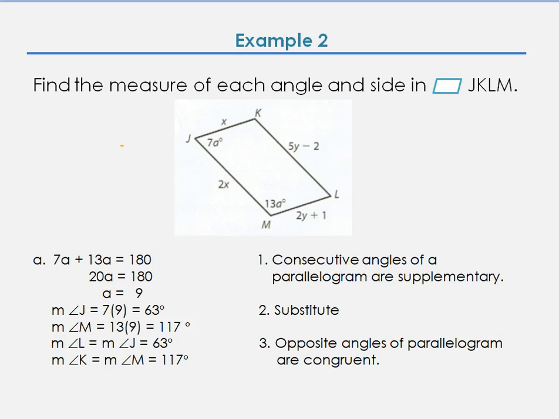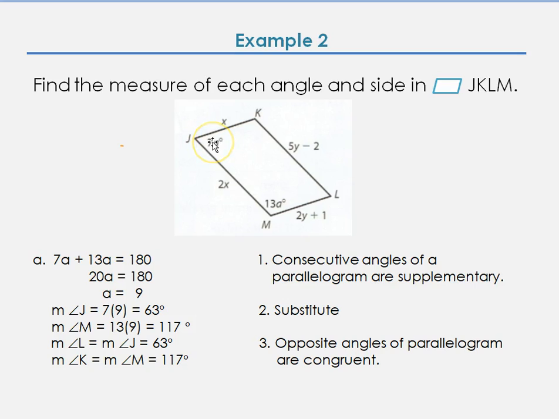Example 2, carrying it a little further, it says to find the measure of each angle and side in this quadrilateral, which is also a parallelogram. We have variables in this one, so it makes it a little more difficult, but you still use the same idea.